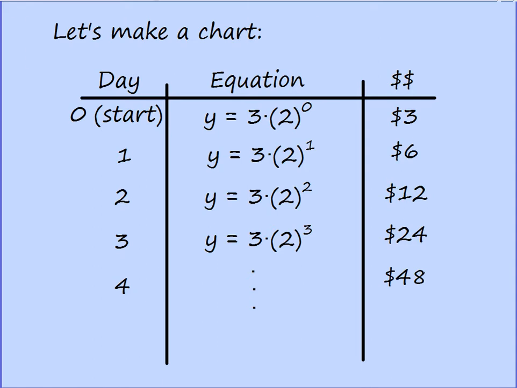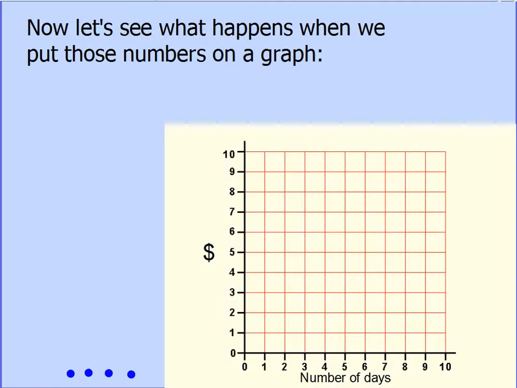So let's take those points and let's actually put them on a graph. We're going to let the x-axis represent the number of days. The x-axis almost always represents time in a situation like this one anyway, and the y-axis is going to represent the amount of money we have in dollars. So like I said before, we can start putting those points on our graph. On day 0, we had $3.